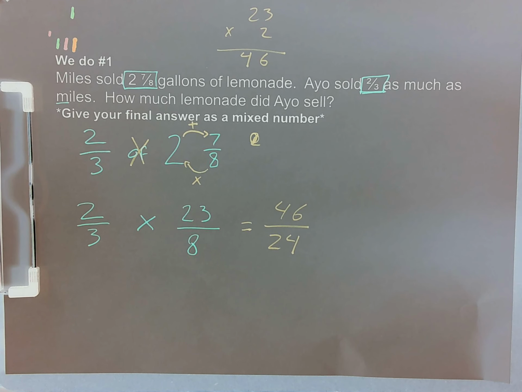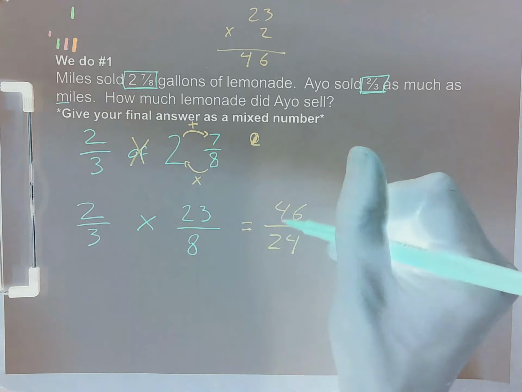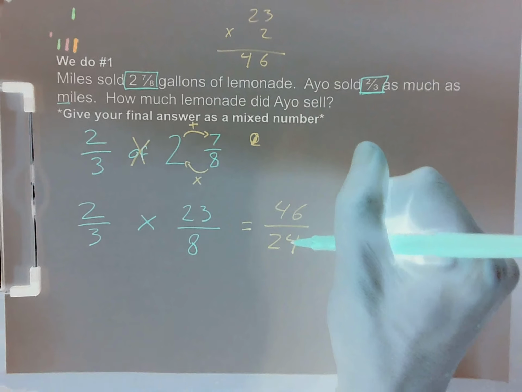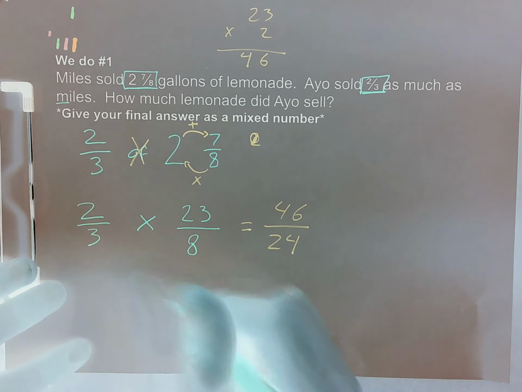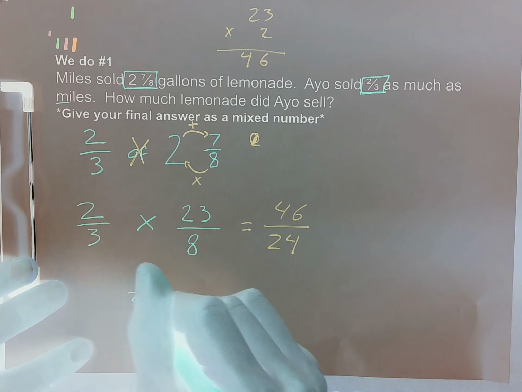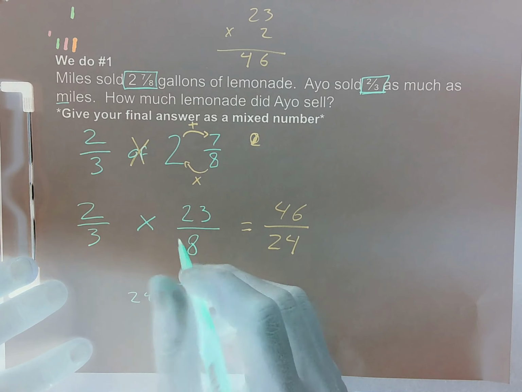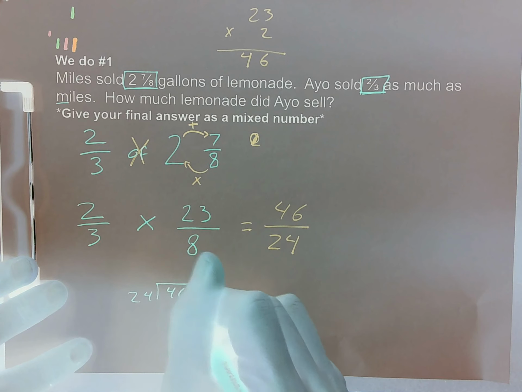To do this, I'm going to divide. I'm going to divide 46 by 24. The answer I get is going to be my whole number, and then my remainder is going to be the numerator of my mixed number. Let's solve this using long division. 46 divided by 24.